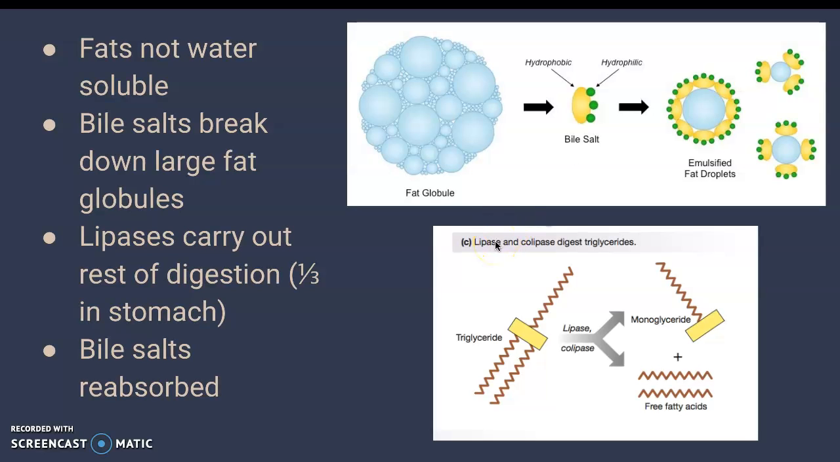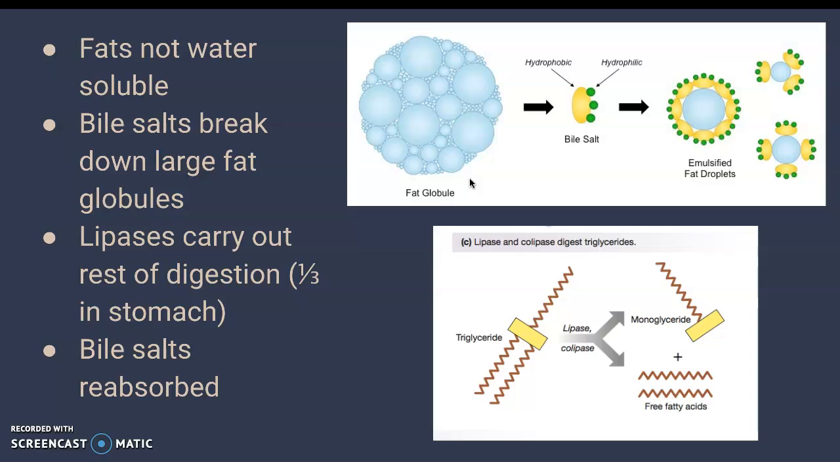So one of the main complications with fat digestion is that fat is not water soluble. So as a result, we have to find a different way in the body to break it down as opposed to carbohydrates and proteins. So here we see a large fat globule. This is what fat looks like when it's entering the small intestine and leaving the stomach.